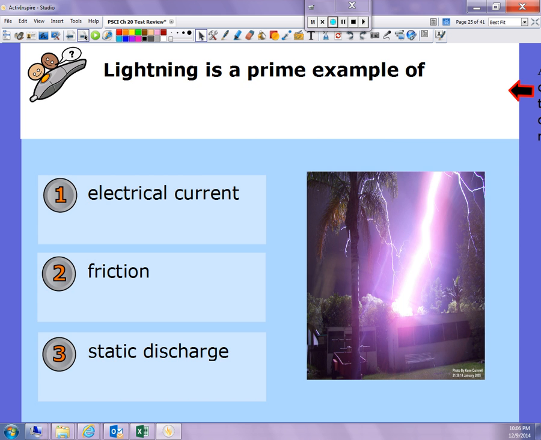All right, next question. Lightning is a prime example of 1, electrical current, 2, friction, 3, static discharge. Okay, student responses. Last call for student responses.